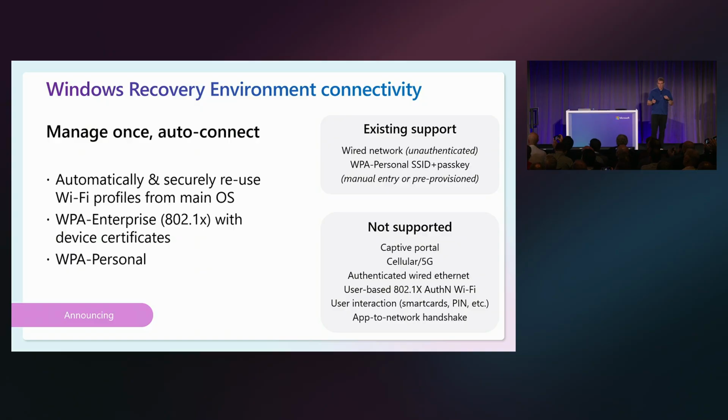WinRE has some limited connectivity today, so unauthenticated Ethernet, simple Wi-Fi networks you'd find at home or at a coffee shop. But what it's missing is support for your commercial environments, and it's also fairly manual. Like you have to go through a Wi-Fi selection screen in WinRE to connect often. So what we're announcing today is we're building a feature that will automatically connect to Wi-Fi profiles provisioned into the main OS. So that'll support your 802.1x certificate-based Wi-Fi as well as personal Wi-Fi. And this really just makes the recovery process that much more seamless.